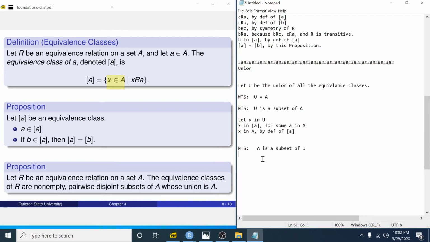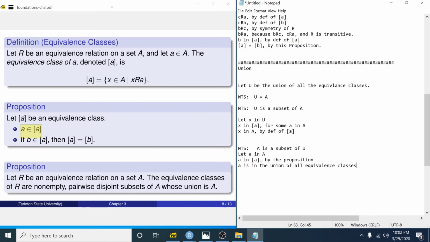All right, let's go the other way then. So we need to show that A is a subset of U. So let a be in capital A, and we want to show that it's in U. This is actually going to be pretty easy as well, because we can simply say a is in bracket a. How do we know that? Because of this proposition right here, right? a is in bracket a by the proposition. But if a is in one of the equivalence classes, it's clearly in the union of all the equivalence classes, and so that's it, we're done.